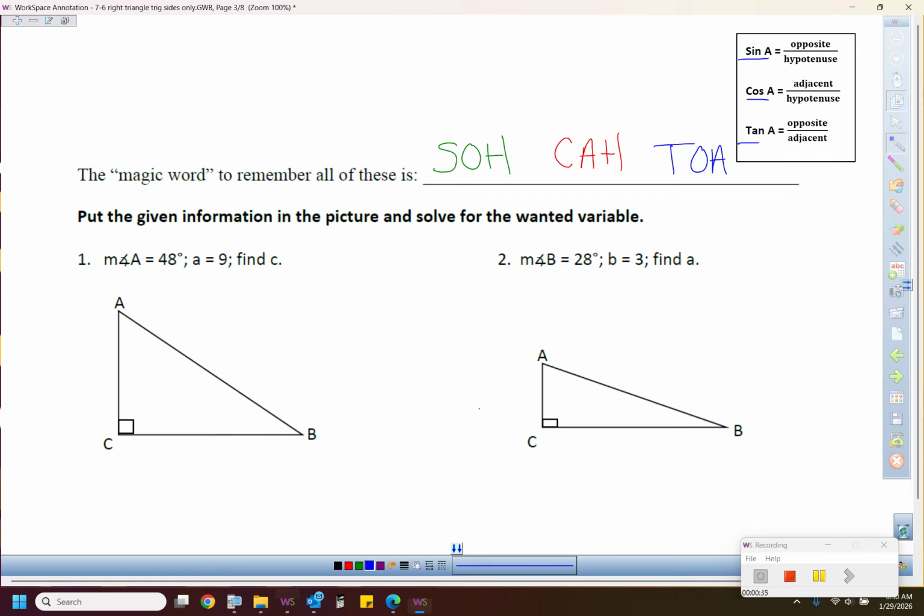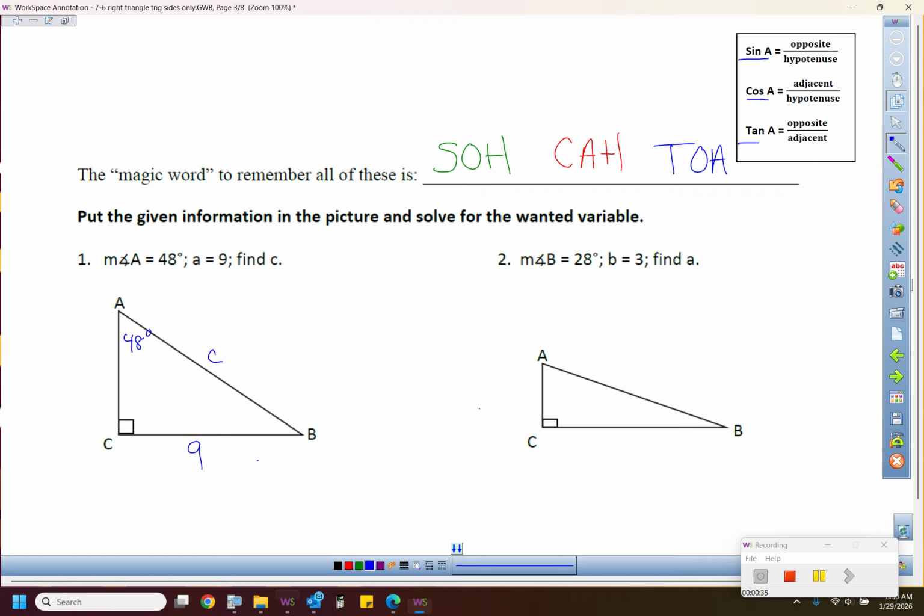They say in this picture down here, the measure of angle A is 48 degrees. We need to put that in the picture. And then check this out. They say little a is 9, but they don't have a little a in the picture. That's because little a is known to be across the side from capital A. So this is where little a would be, and little b is across from capital B, and little c is across from capital C. So they say little a is 9. Find little c. Little c has to be across from this angle.